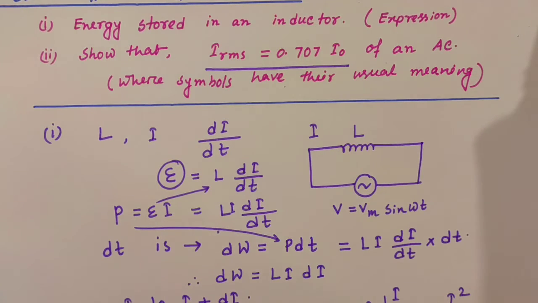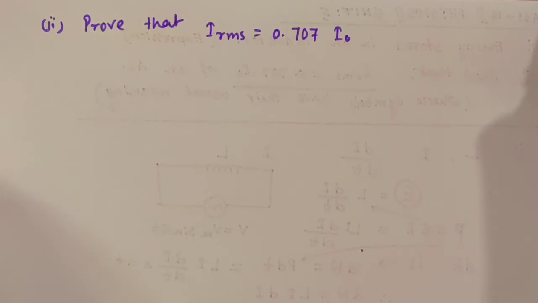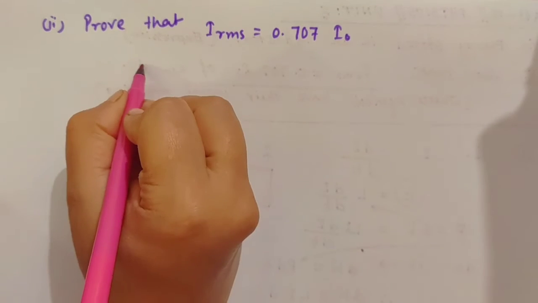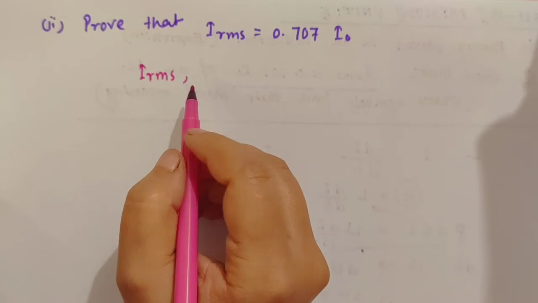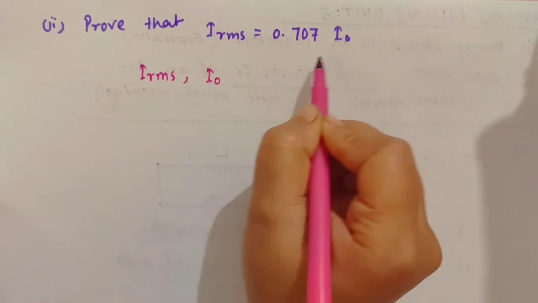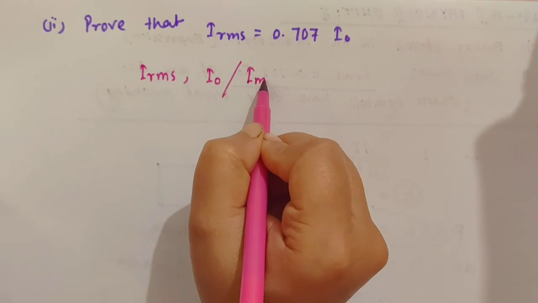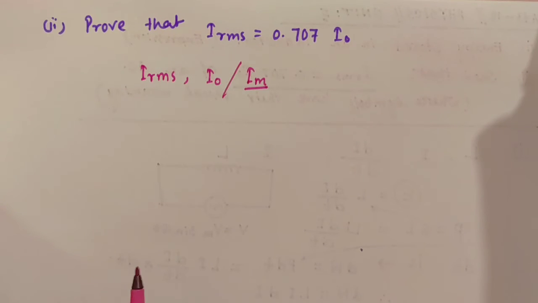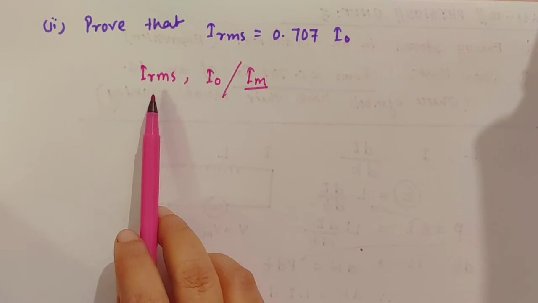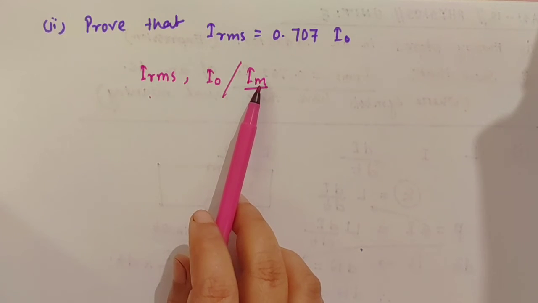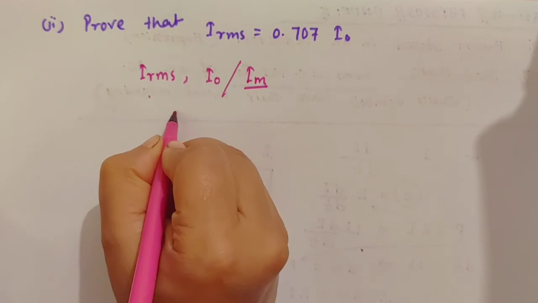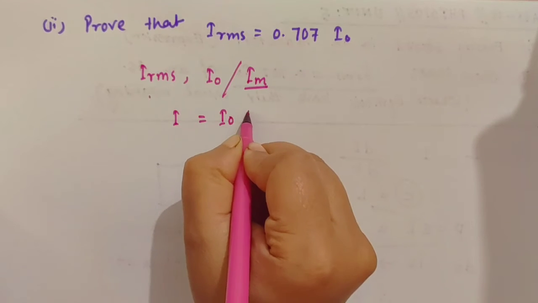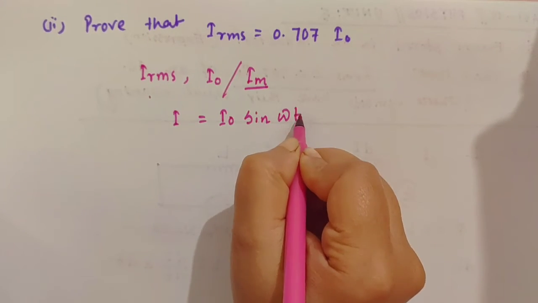0.707 I naught. So let's start. To find the value of the RMS current IRMS in terms of the maximum value of the alternating current, that means I naught (you can also write IM in place of I naught), we have to square the expression I is equal to I naught sine omega t.